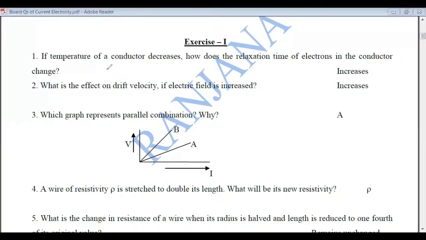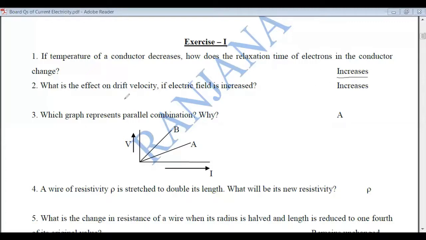First question: if the temperature of a conductor decreases, how does the relaxation time of electrons in a conductor change? When the temperature decreases, the electrons will take more time to collide. That is, the time interval between two successive collisions increases, and this time interval between two successive collisions we call the relaxation time. Hence, the relaxation time increases.